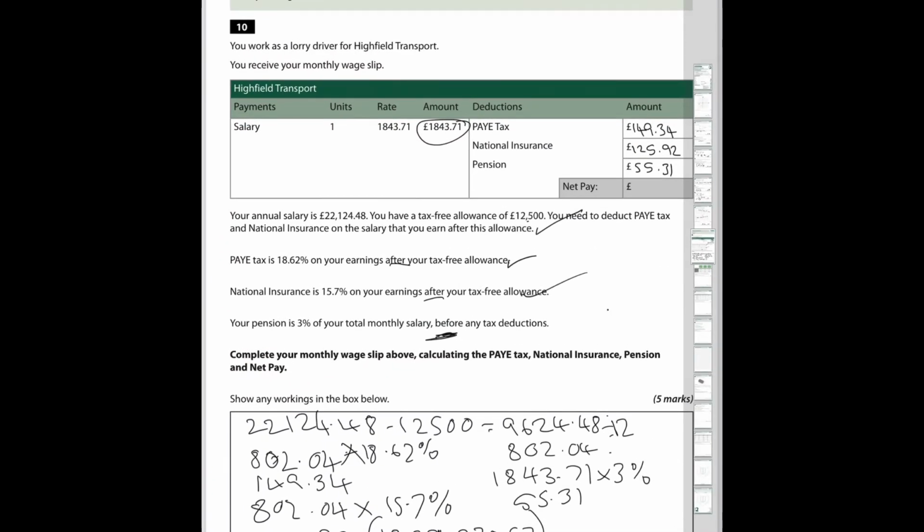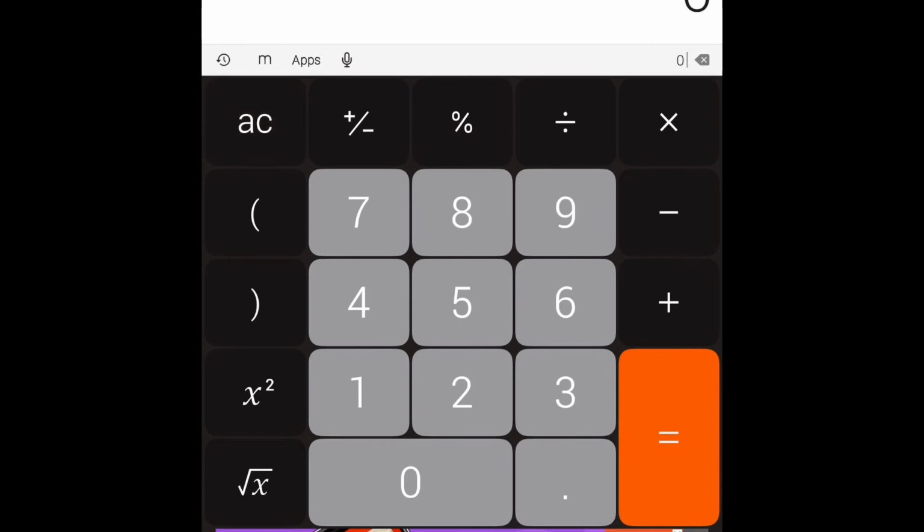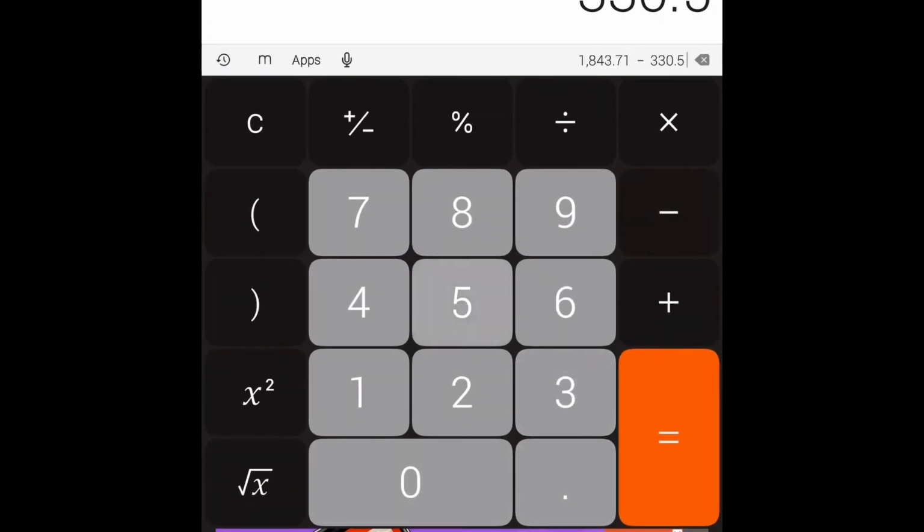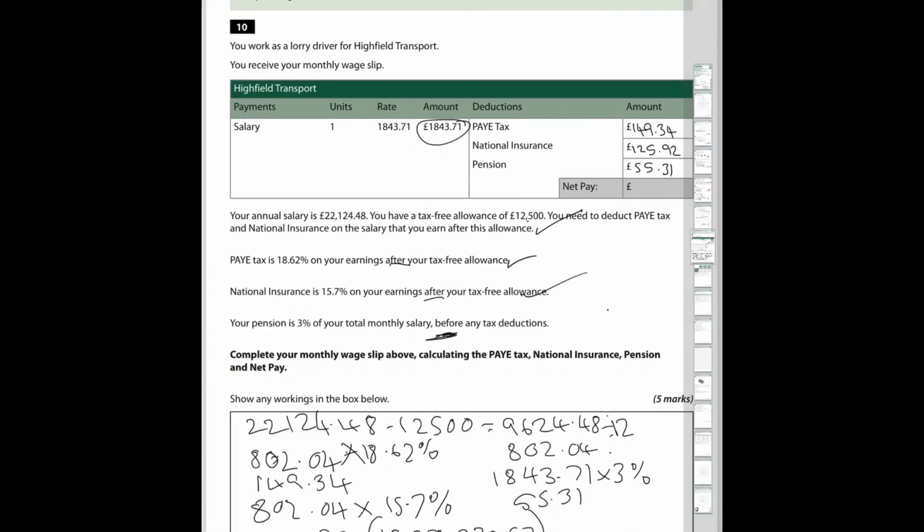So 1843.71 minus 330.57. So that's 1513.14. So your net pay is 1513.14. So we've gone through each stage, we've made sure we read each section properly.